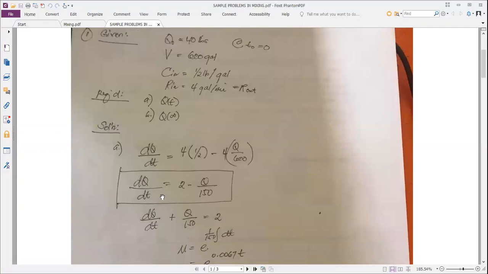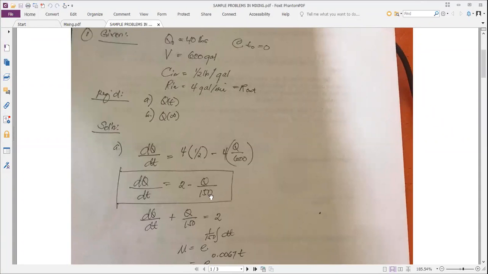dq/dt is equal to 2 minus q over 150. You take out the 4 here and you will be left with 150 in your 600 if you divide by 4. If you recall my saying, we don't have a ready-made formula for mixing in the case of the differential equation because it depends on the one who's solving it, how he will solve it.